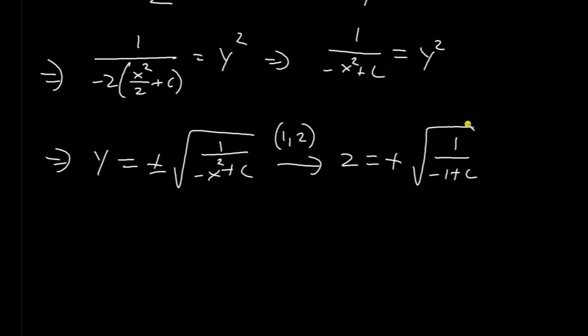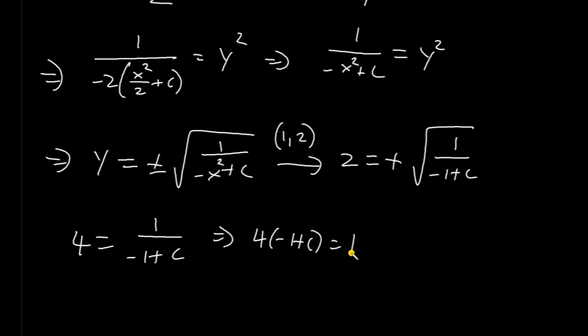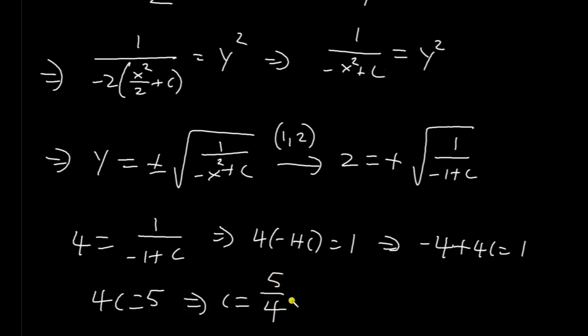Then we'll move on to solving the actual thing. We'll square both sides. We'll get 4 equals 1 over negative 1 plus c. We will bring this over to the other side. Actually, wait, I'll say 4 times negative 1 plus c equals 1. We'll distribute the 4. Negative 4 plus 4c equals 1. We will add 4. So 4c equals 5. And we'll divide by 4 to get c equals 5 over 4.